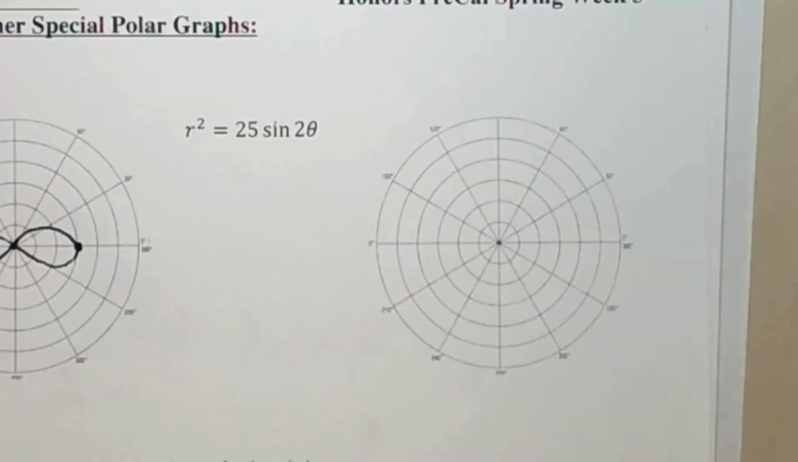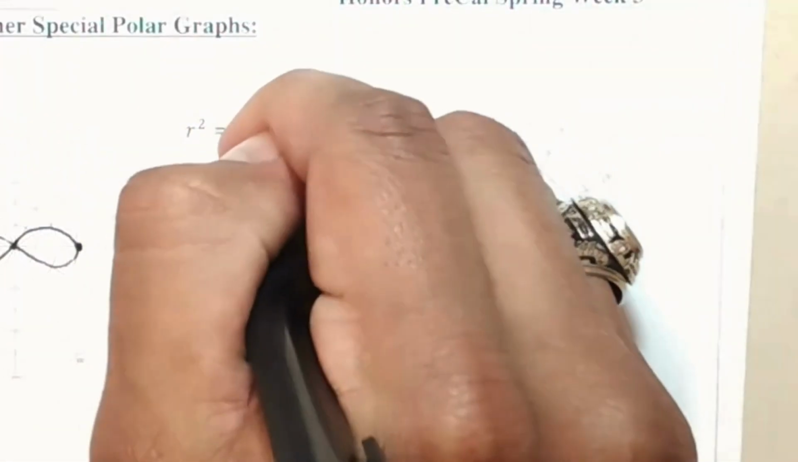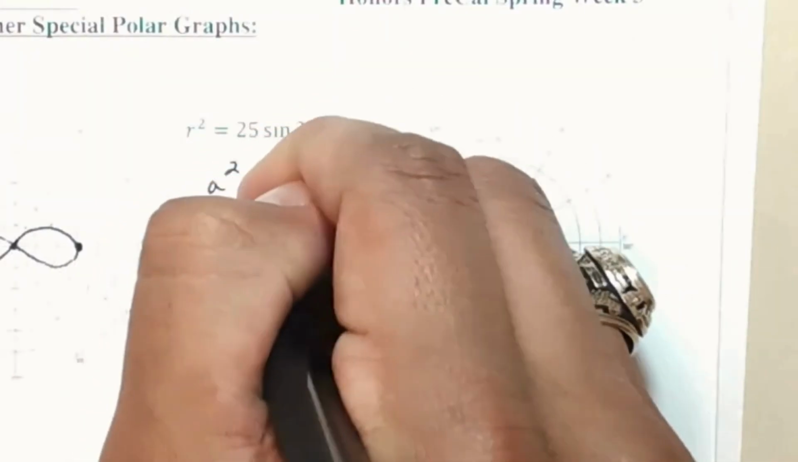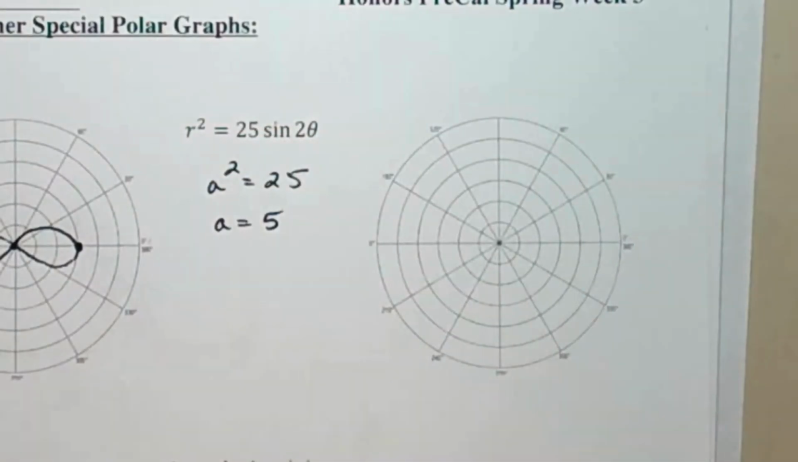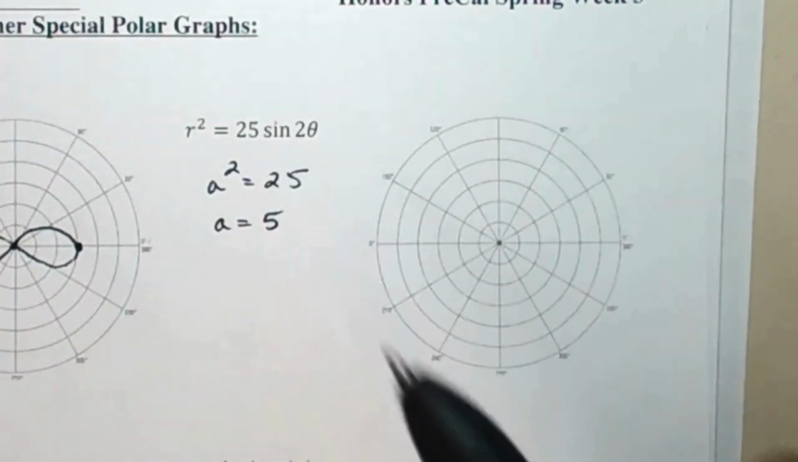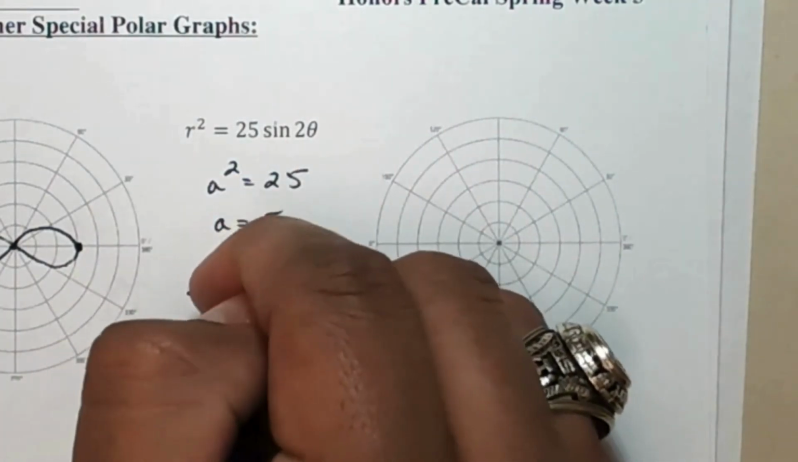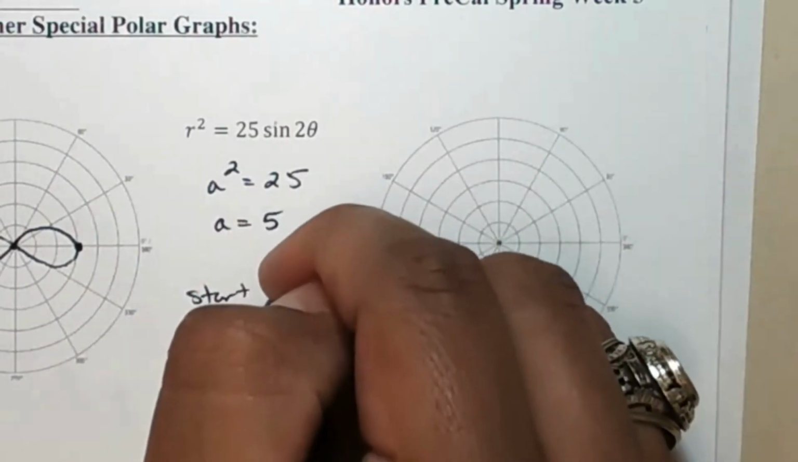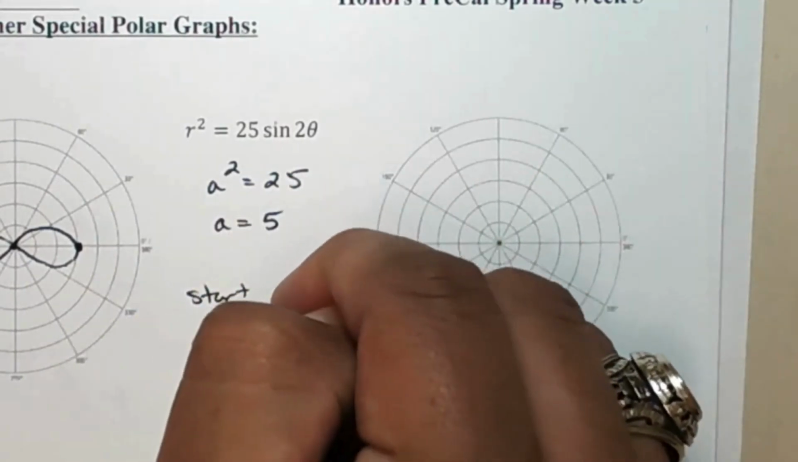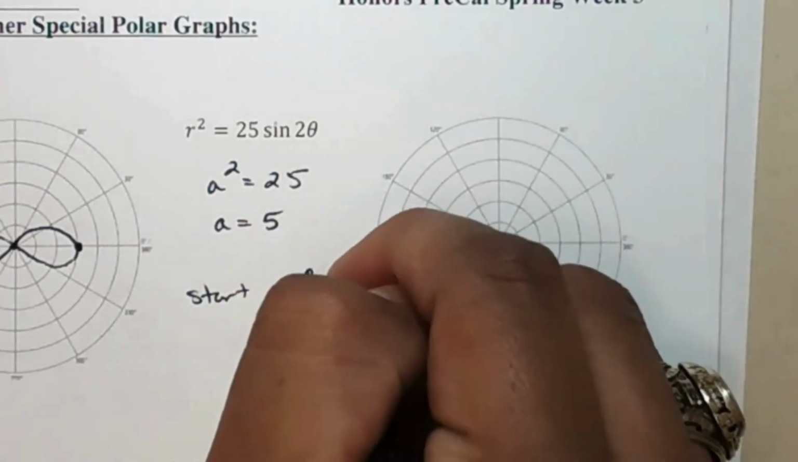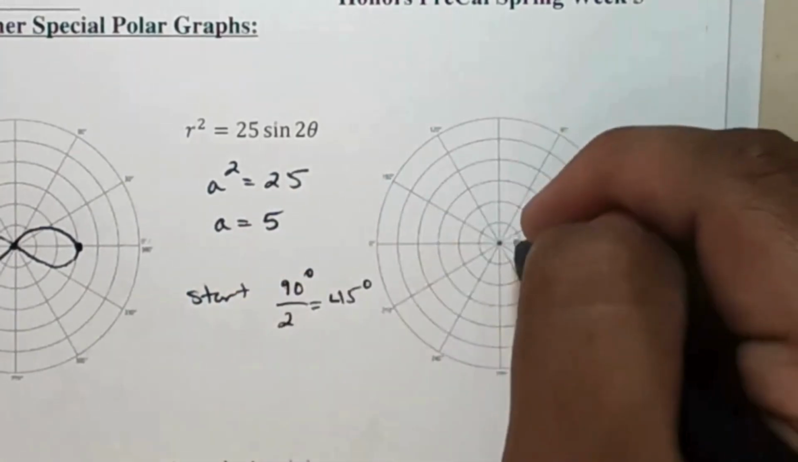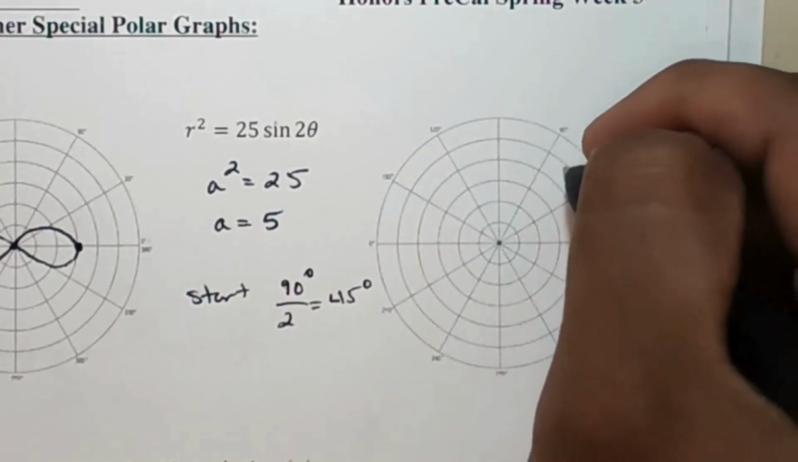So for this next one, we have that a squared equals 25. So that means our length of the petal is going to be 5. But since this is sine, we're not going to start off on the x-axis, so where do we start? Well, it's the same process that we do for roses. We're going to start at 90 divided by n, which in this case is 2. So we're going to start this at 45 degrees. So 1, 2, 3, 4, 5 is the length of my petal.